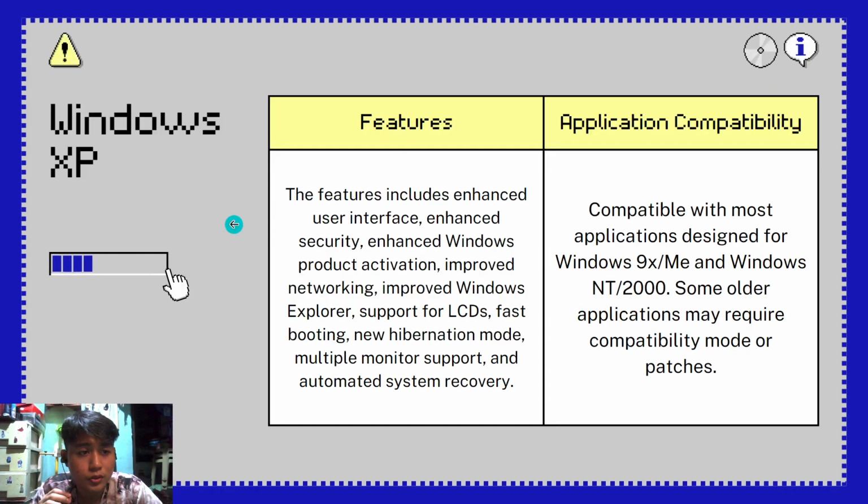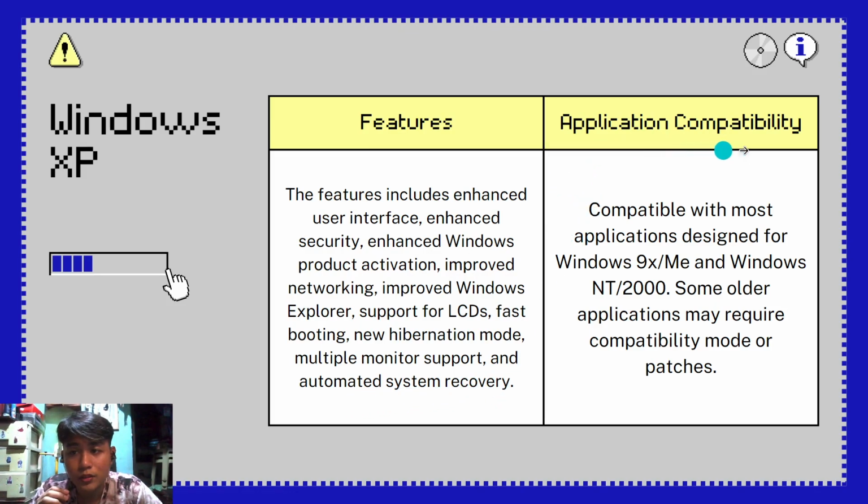Next is the features of Windows XP. The features include enhanced user interface, enhanced security, enhanced Windows product activation, improved networking, improved Windows Explorer, support for LCDs, fast booting, new hibernation mode, multiple monitor support, and automated system recovery.